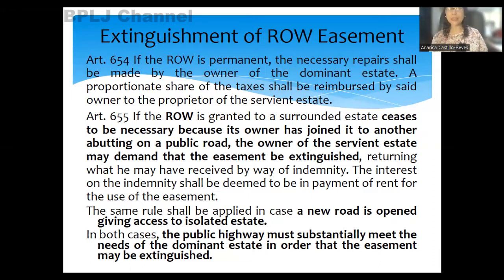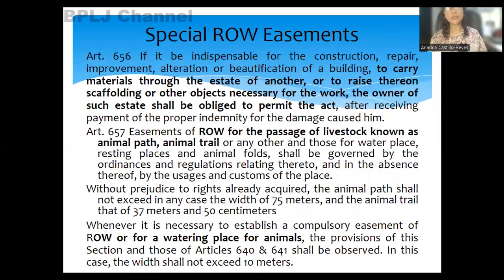This will only apply in case of compulsory or legal easements of right of way, in which case the owner of the servient estate may demand that the right of way be closed. But as I've said, it is not automatic. If after the demand, the owner of the dominant estate refuses, then he has to go to court and he has to prove that accessibility has already been obtained by the owner of the dominant estate. So there is no need for the right of way. Okay. Let us now go to special right of way easement.